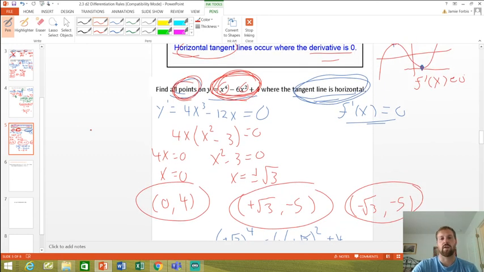So not too bad of a concept, I don't think. Set the derivative equal to 0, find the points, and then just plug them back in to find the y values of those points. Okay. So those 3 points are either maxes or mins, I'm assuming. If you were to graph x to the 4th minus 6x squared in your graphing calculator, I'm sure that would be the case.